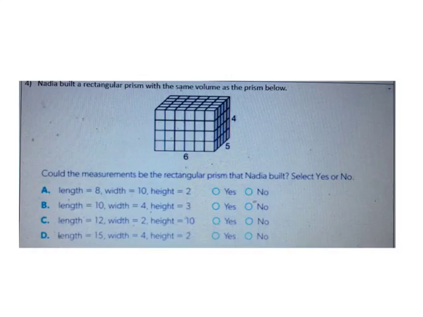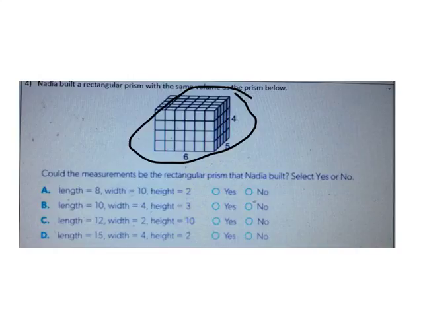Nadia built a rectangular prism with the same volume as the prism below. Could the measurements be the rectangular prism that Nadia built? Select yes or no. So go ahead and say, which ones could you answer yes to? Which ones had the same volume as this shape?